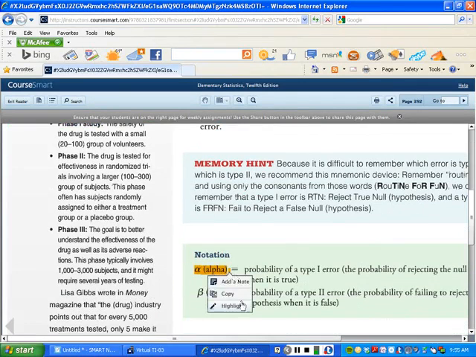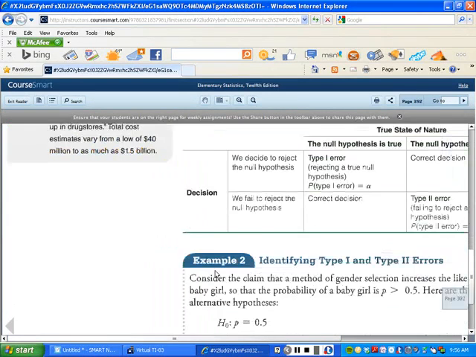Alpha, beta. Is that on the same page? Alpha and beta. Remember that Z alpha over 2 thing that we used to see in T alpha over 2? Well, there's your alpha right there. Now you know what it is.